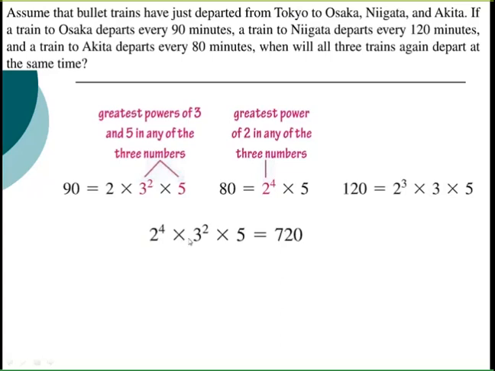So if I take the greatest powers of each, that's an easier way of saying what I was saying, and multiply the greatest quantity of my prime numbers out, that will give me the least common multiple of the three numbers. So it's the greatest amount of prime numbers that you have in any one particular factorization. That's the one you want to use down at the bottom here. And of course, that's 720 minutes, and so every 12 hours is when all three trains would depart at the same time.